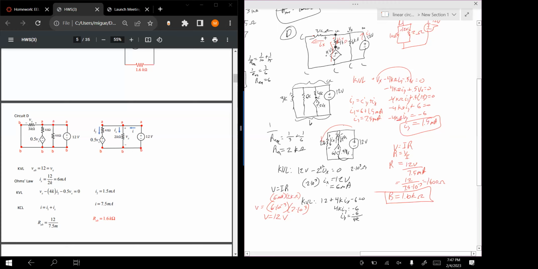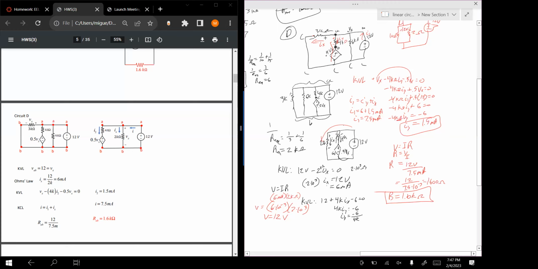Okay. Let me make sure I understood your question correctly. So when it comes to finding the currents through this circuit, why are we simplifying it just to expand it again? That's what I'm curious about.